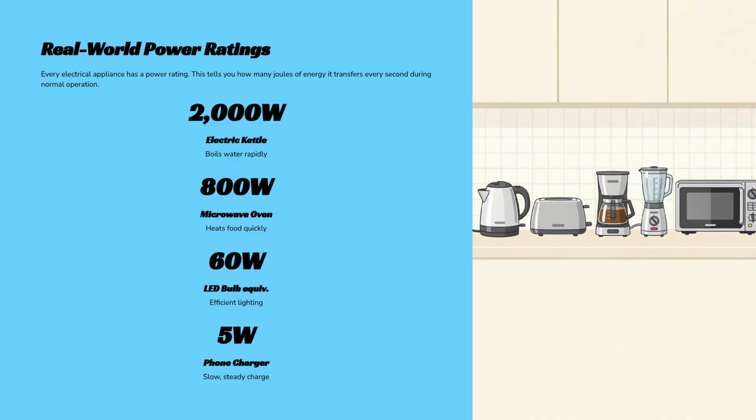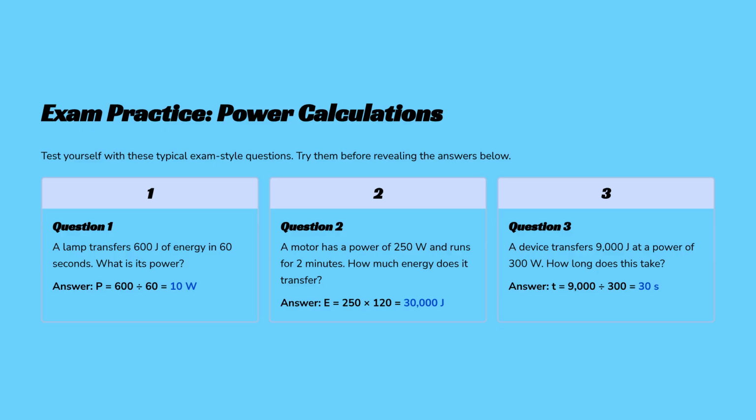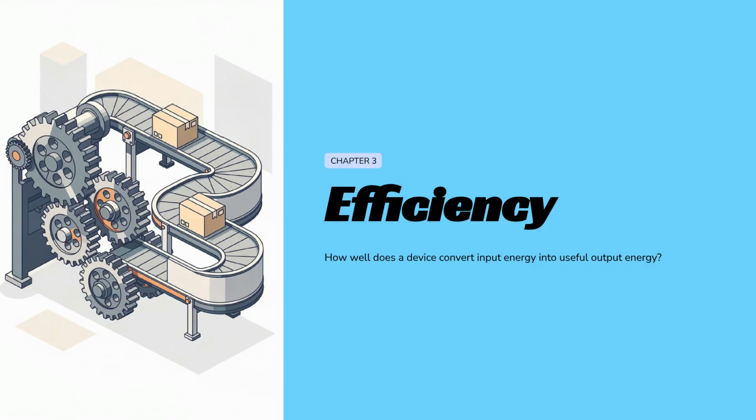Appliance ratings give us real-world examples. A kettle, for instance, has a high power rating because it needs to boil water rapidly, unlike a phone charger, which is much slower. Here are some practice problems. Pause the video and try to solve them before checking the answers provided. Finally, Chapter 3, Efficiency. This topic focuses on how well a device converts input energy into useful output energy.